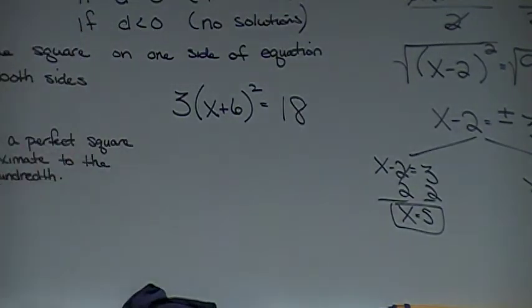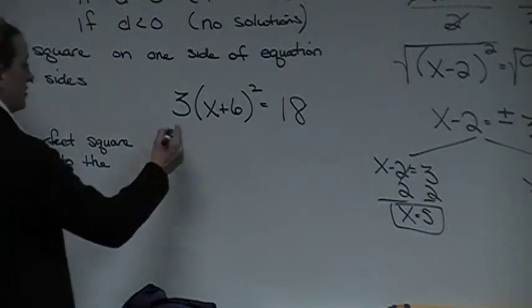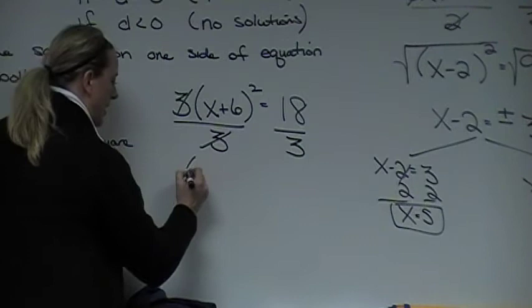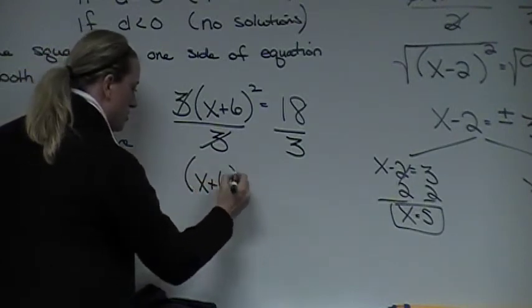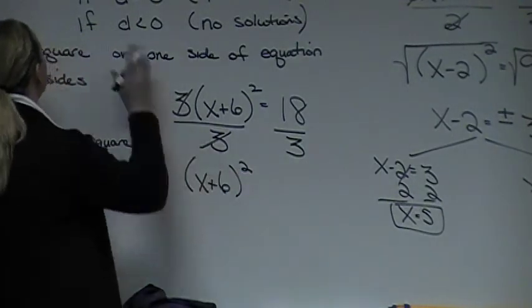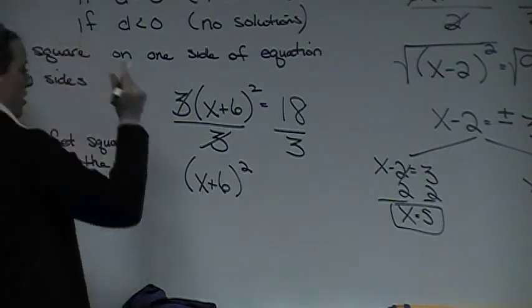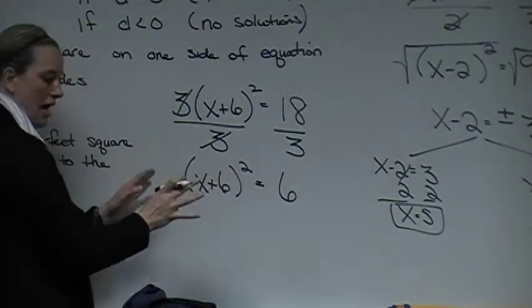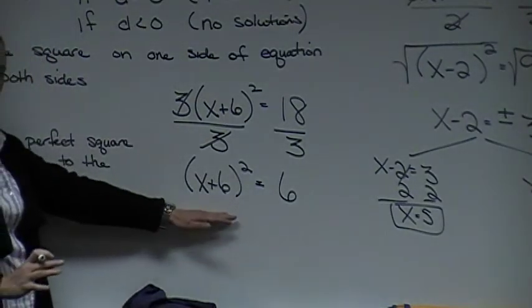Okay, what would I do to both sides first here? I got you. Divide by 3, right. Divide by 3. I get x plus 6 in parentheses squared. That's this part right here. I've isolated my square. Equals what? 6. Now stop right here. I've isolated my square.